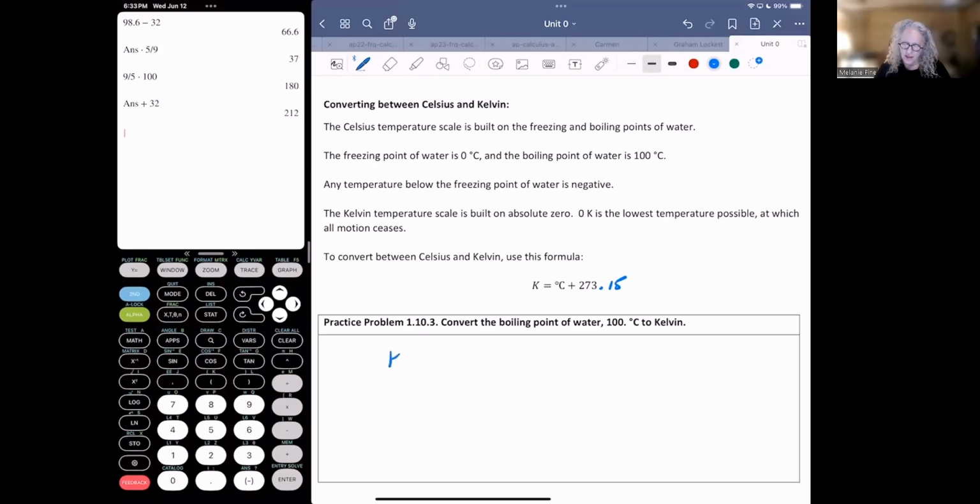So here they want us to convert the boiling point of water, 100 degrees Celsius, to Kelvin. Luckily, we have the Kelvin formula right here, degrees Celsius plus 273. So it's 100 degrees plus 273. So the Kelvin is going to be 373 Kelvin. And by the way, Kelvin is not degrees Kelvin, it's just Kelvin. So that would be our answer. Do not put a degree sign for Kelvin.